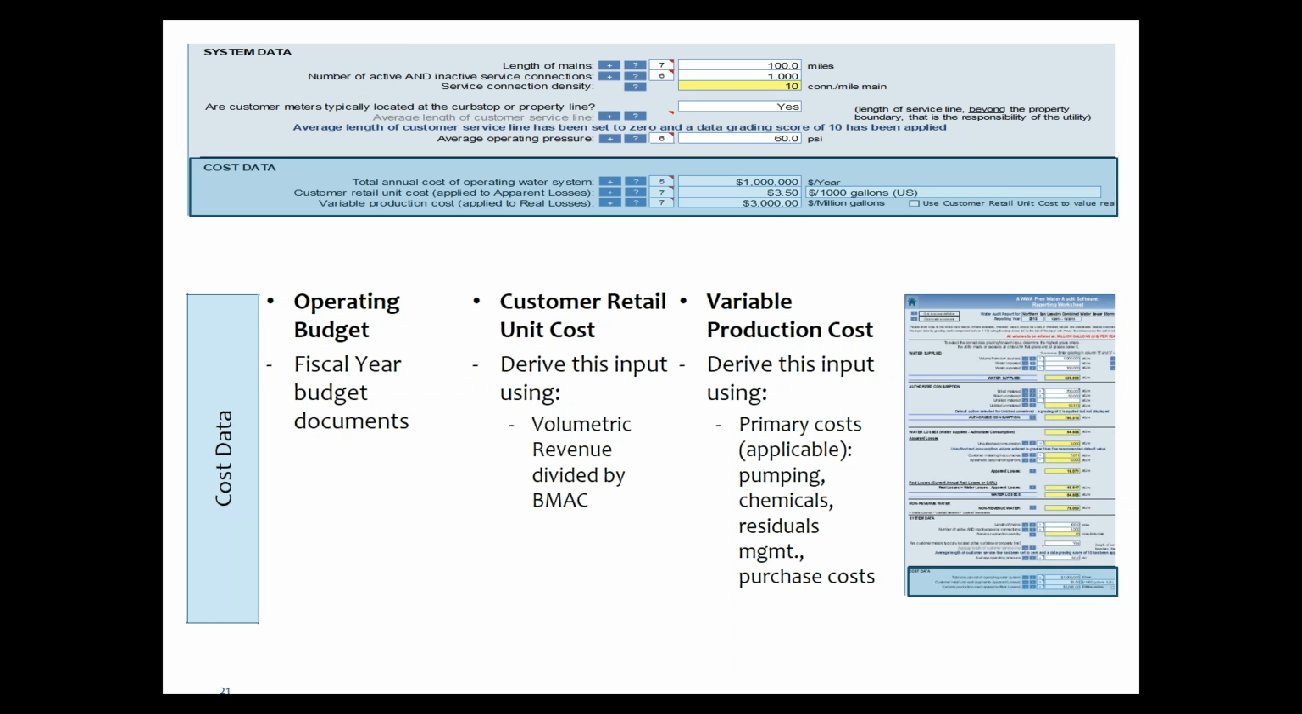And then the last input is the variable production cost. This is associated with the real losses, the physical leaks in our system, commonly described as the cost to produce the next unit of water. Typically, this calculation is done by taking your primary cost, which would be your cost of power for pumping and your cost of chemicals for treating the water, and dividing that by our water supplied volume.